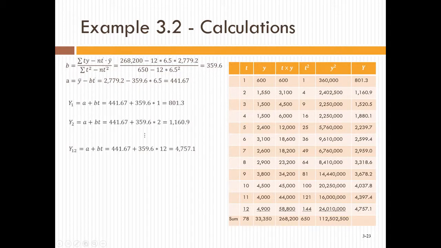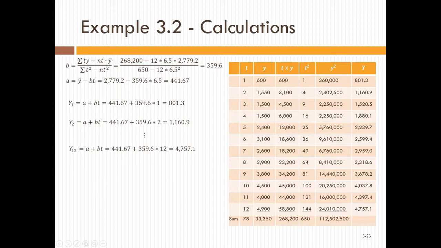It doesn't have anything to do with that t squared column. All right, so then I can calculate A, and A is the y-intercept, and A is going to be average y minus the slope times the time period. So average y, right? We've summed up the y, so 33,350. We divide that by 12. That's 2,779.2 minus our slope, which we calculated at 359.6, times our average t, which we said was 78 divided by 12 is 6.5. We finish that calculation, it's 441.67.